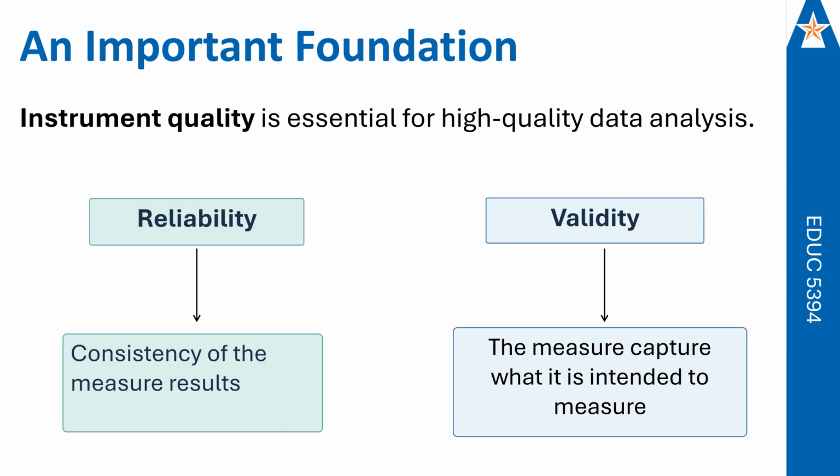High-quality data analysis should begin with trustworthy instruments. Instrument quality should be carefully considered in a study. Reliability refers to whether an instrument produces consistent results. Validity refers to whether the instrument measures the intended concept. As you review research articles, begin noticing whether researchers report information about measurement quality.